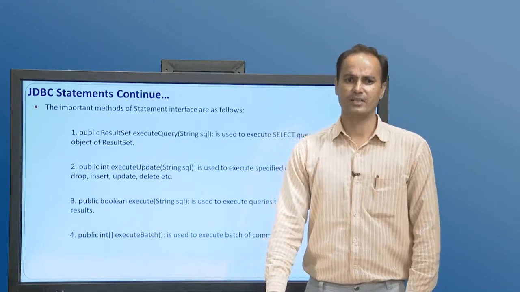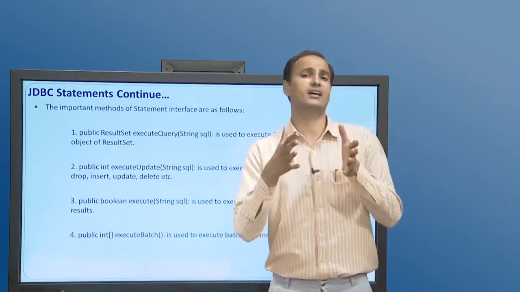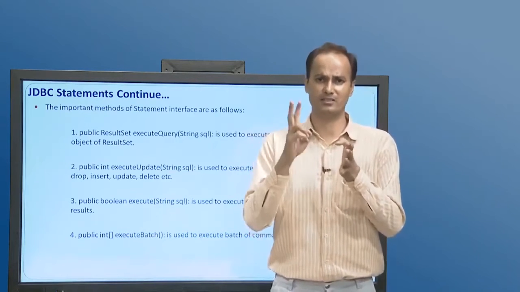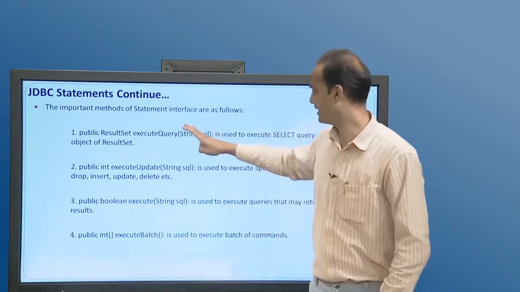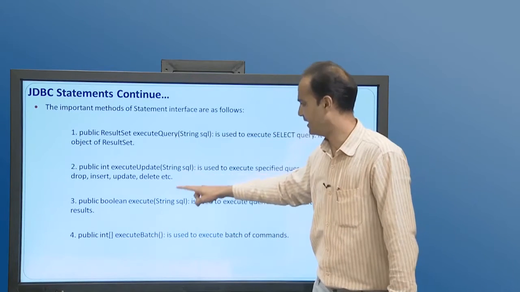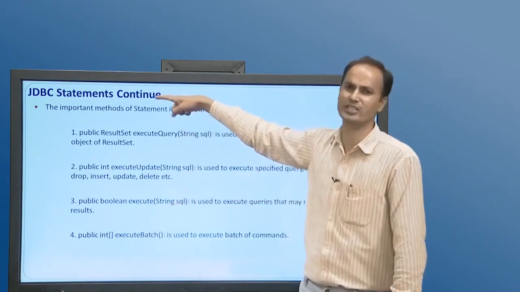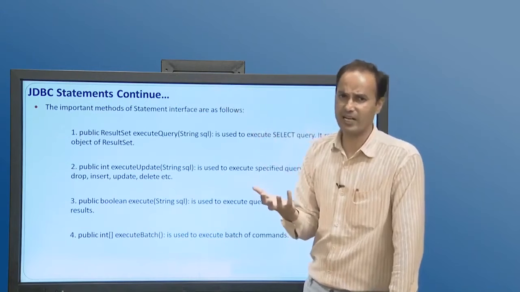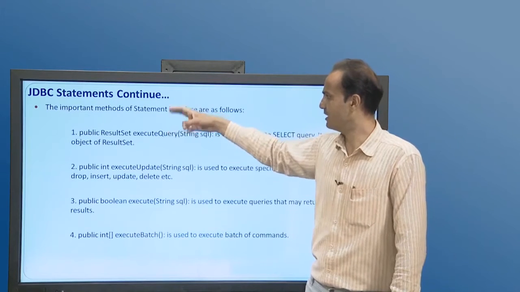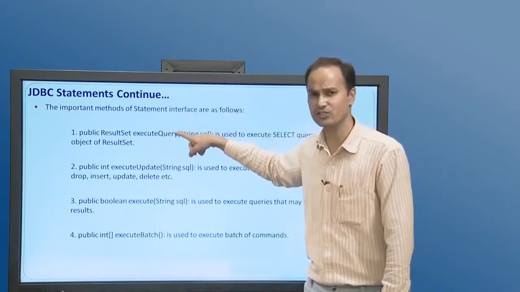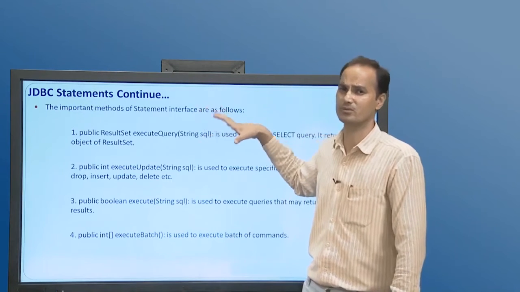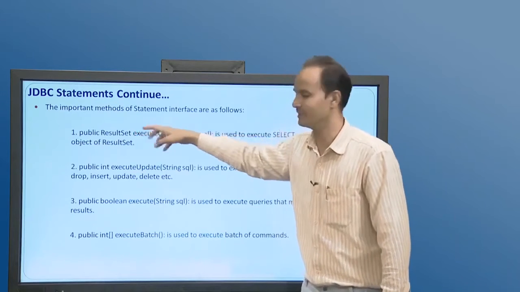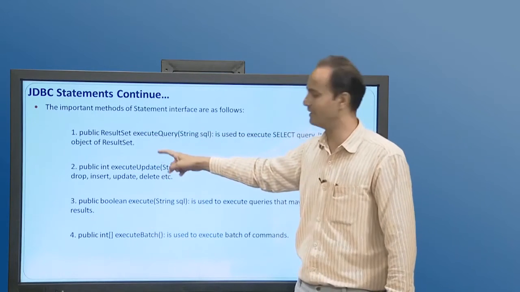Then, once we have a statement instance, we can execute a number of methods. The most important are executeQuery, executeUpdate and execute. These three are methods of the statement interface. So, once we have a statement instance, we can execute queries using it. What is the difference? Now, we need to know the difference. First, executeQuery returns a result set, while executeUpdate returns an integer.